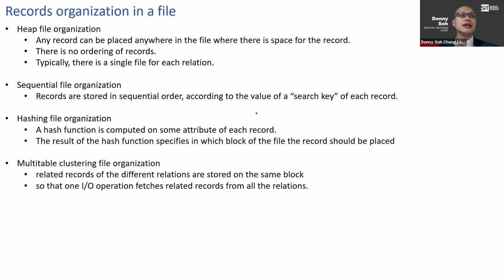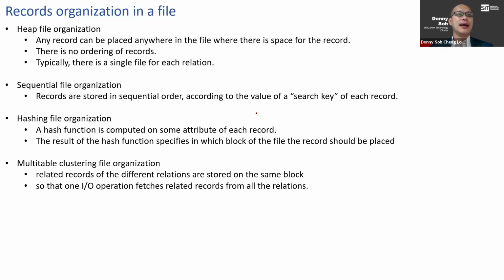So in the heap file organization, the record can be placed anywhere in the file where there's space. So this is the heap file organization. There's no ordering of records. Typically there's a single file for each relation. There's a sequential file organization, which we will be discussing more about in the next few slides.